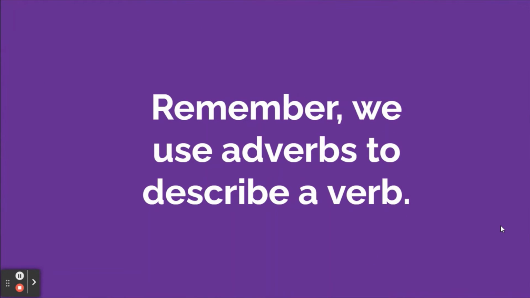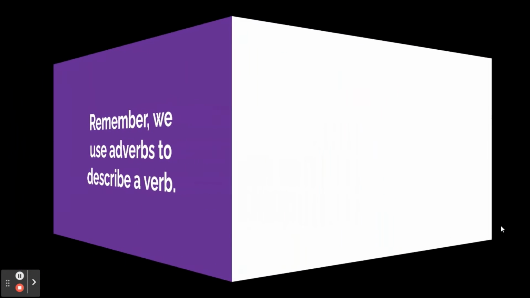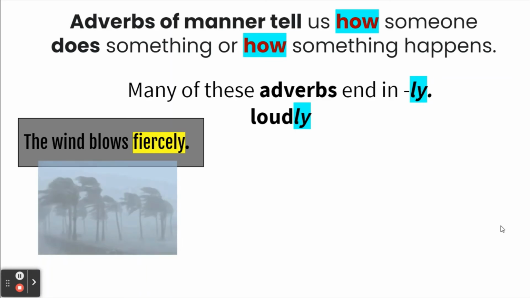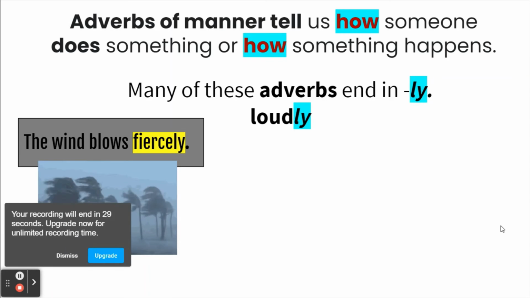So remember, we use adverbs to describe a verb. Okay, let's read it. We use adverbs to describe a verb. Okay, so now we are going to look at adverbs of manner, and they tell us how, okay? How someone does something or how something happens, okay? So many adverbs end in -ly. You have seen them. Here is an example: loudly, right? Loud, loud, loudly is the adverb, right?